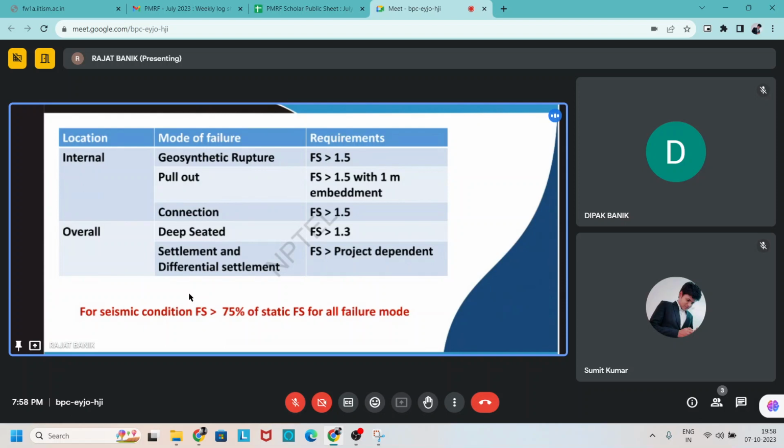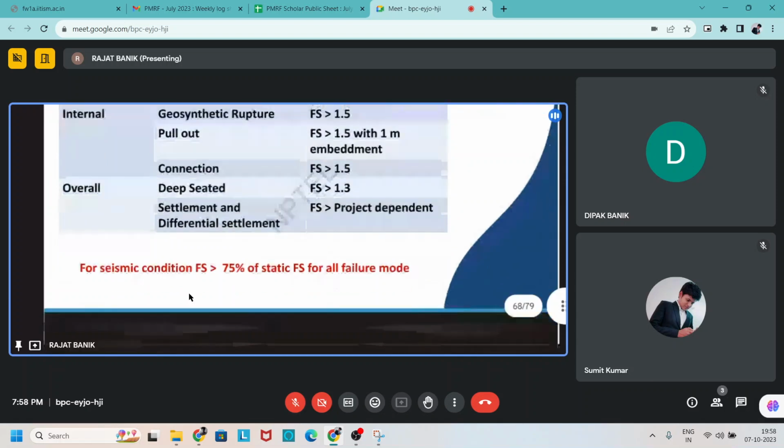the overall stability fails by deep-seated failure, settlement, and differential settlement. For deep-seated, the factor of safety is greater than 1, and for differential settlement and total settlement, the factor of safety is project dependent. For static, the factor of safety is greater than 75% of the static factor of safety for all failure modes.